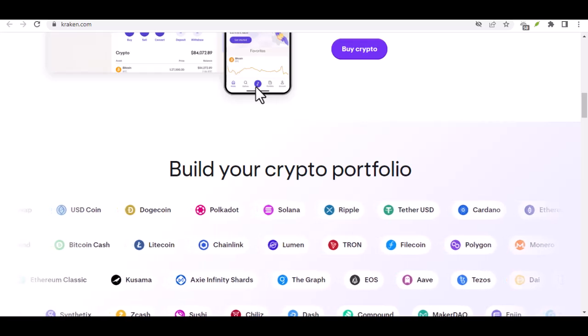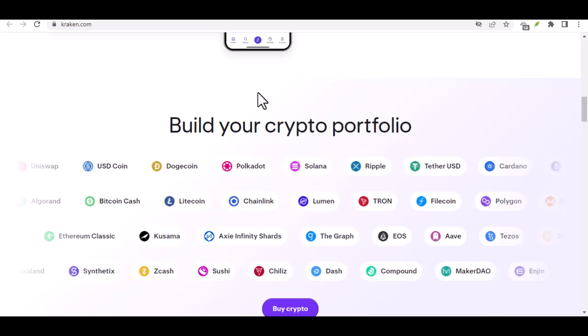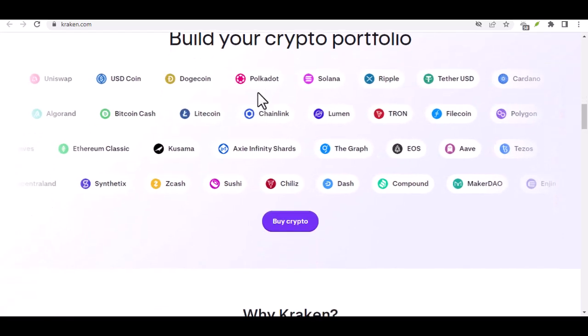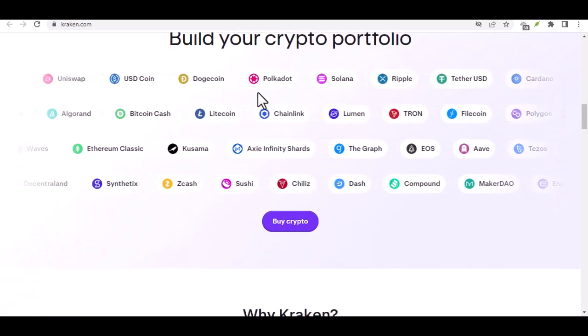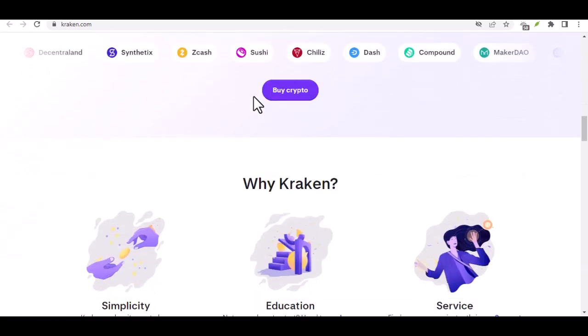Below that is the order book. This is a real-time list of all the buy and sell orders for a specific cryptocurrency. It shows you the market depth and liquidity, which are crucial for understanding where the price is headed.